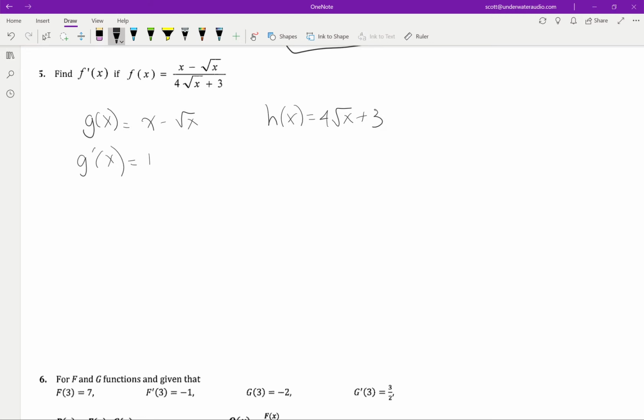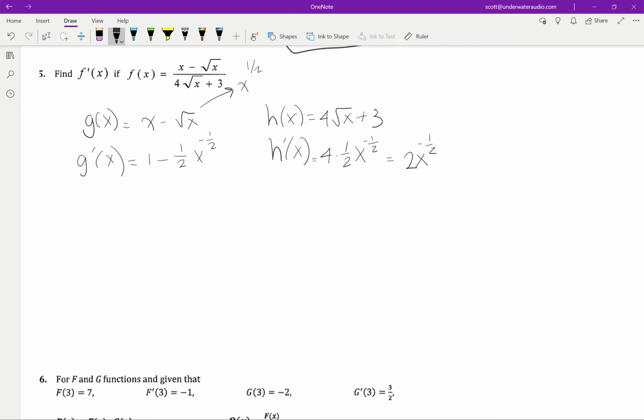And to do a square root, I remember that square root is x to the 1/2. So that would be minus 1/2 x to the negative 1/2 power. And then h prime of x. So, and actually we just did this, so I know that this is 4 times 1/2 x to the negative 1/2. Derivative of 3 is 0, so rewriting, I have 2x to the negative 1/2.